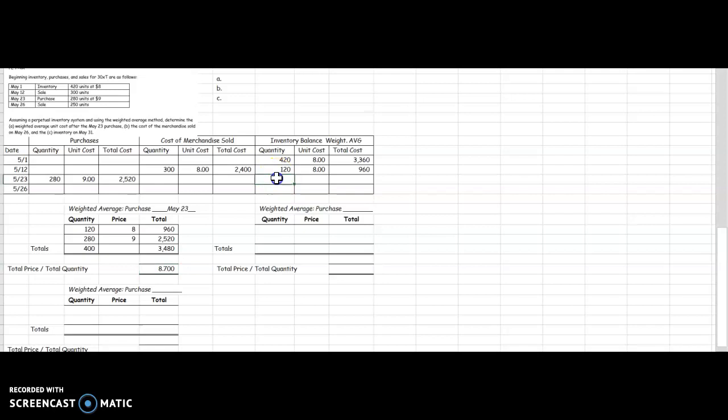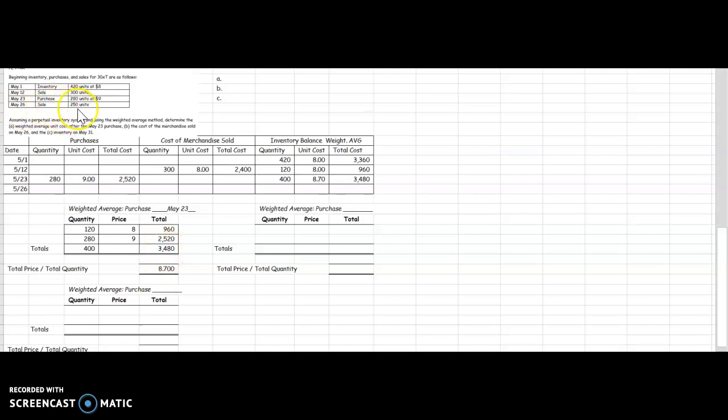Alright, so when we put this in, we have 400, which is the 120 plus the 280, at our new weighted average cost of $8.70. So multiply across, and our new price is $3,480 in ending inventory on May 23rd. Notice that our total inventory should tie to this number down here, which it does.